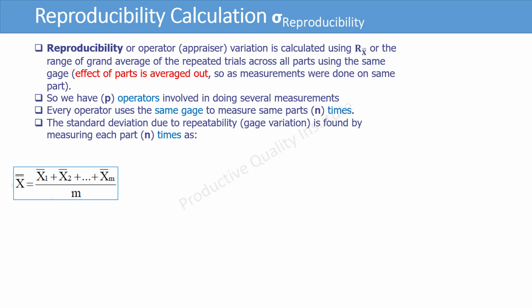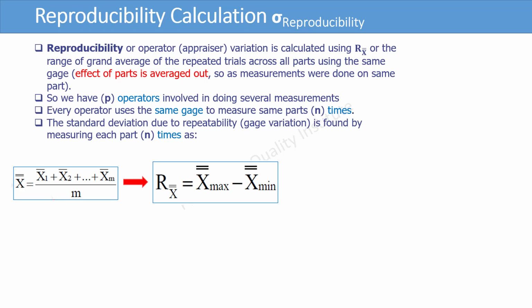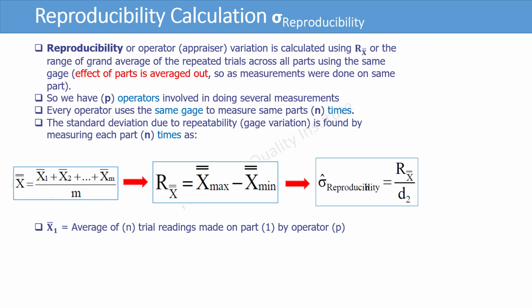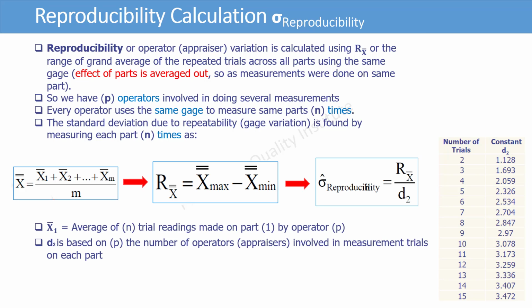X1 double bar is equal to the average of n trial readings made on part 1 by operator P. R of x double bar is equal to maximum x double bar minus minimum x double bar. Sigma reproducibility is equal to R of x double bar divided by D2. D2 is based on P, the number of operators, or appraisers, involved in measurement trials on each part, as shown in the table.